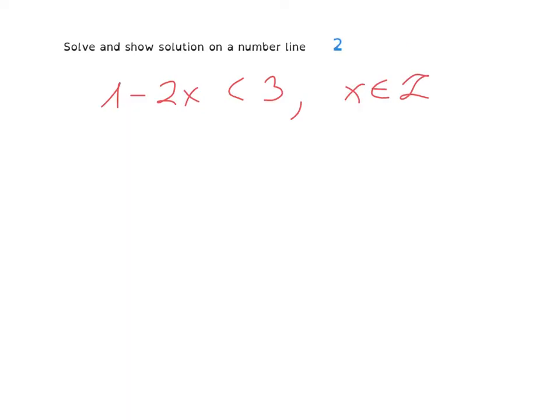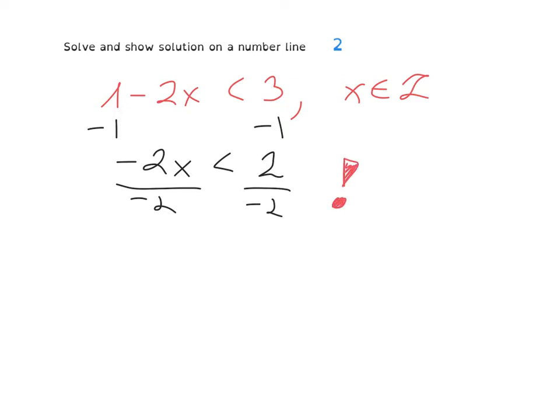Let's have a look at second example. 1 minus 2x is less than 3, and x is our integer. Okay, so how would you do it? First of all, you would get rid of minus 1. Okay, and then we have minus 2x less than 2. Okay, and then we have to divide by minus 2 and divide by minus 2. Okay, and that's really important to remember, guys, because in this case we're dividing by negative, and we have to reverse our inequality sign, and that becomes x greater than minus 1.